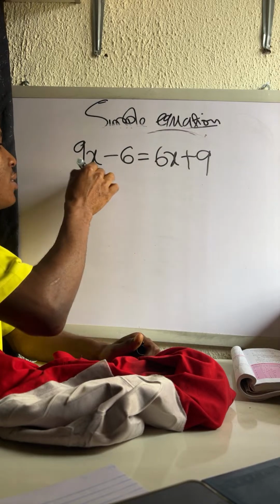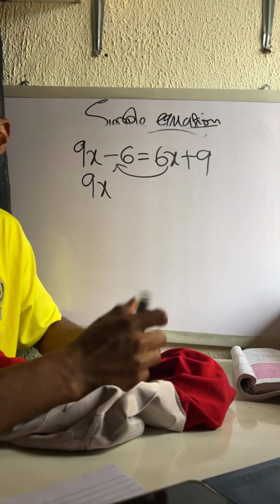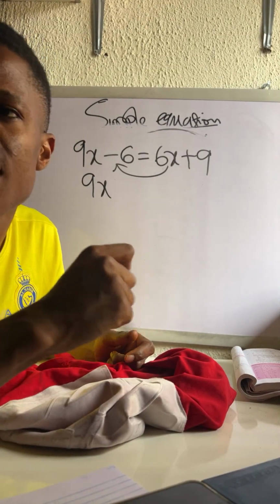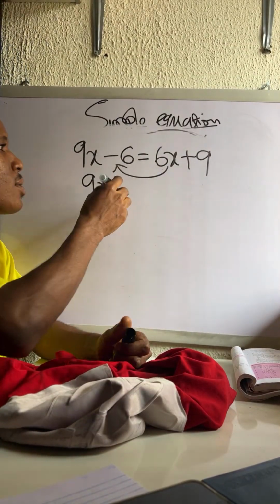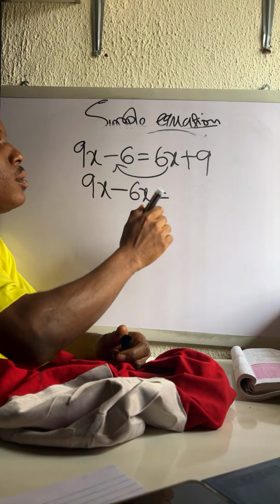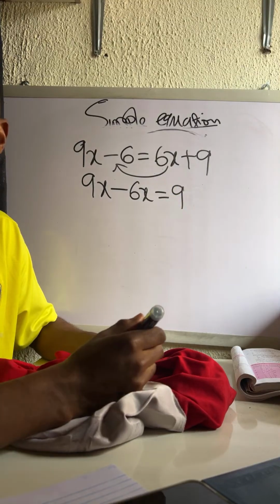Okay, so we'll have it as 9x. When 6x crosses the equality sign, write the value in the comments. When 6x crosses the equality sign, it becomes minus 6x, and that's equals to, we only have 9 here, so I'll just have negative 9.